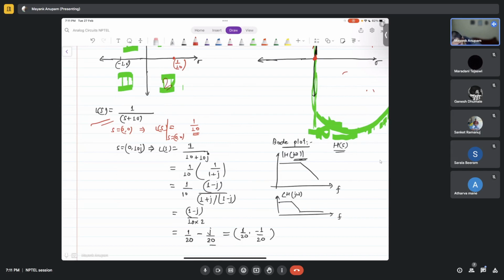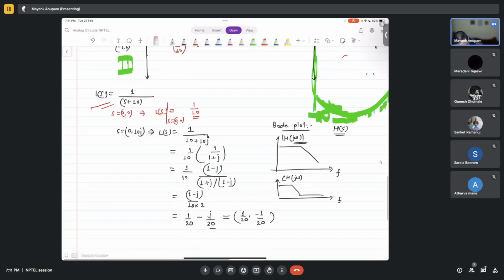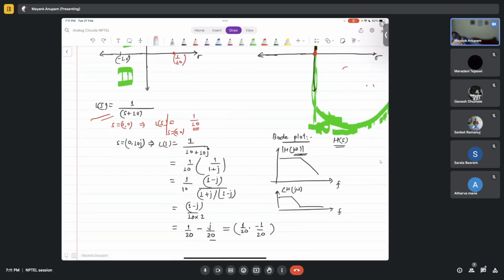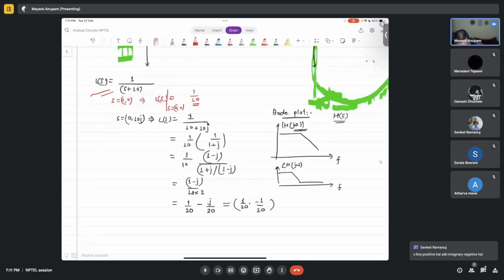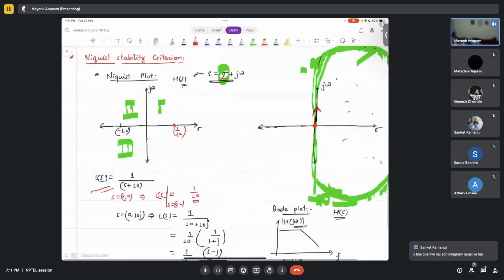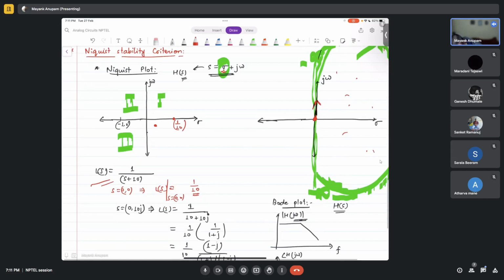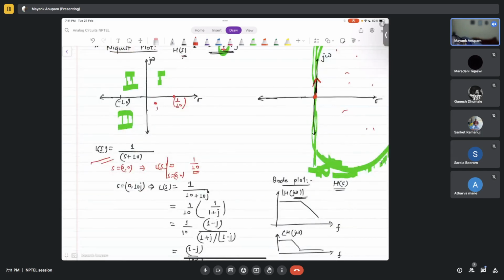Anyway, so this is the fourth quadrant, and its magnitude is definitely less than this guy, the earlier point. It is definitely less than 1 over 10, isn't it? So this should lie somewhere at this point. Okay, good. Now, this is basically your 1 by 20 comma minus 1 over 20.